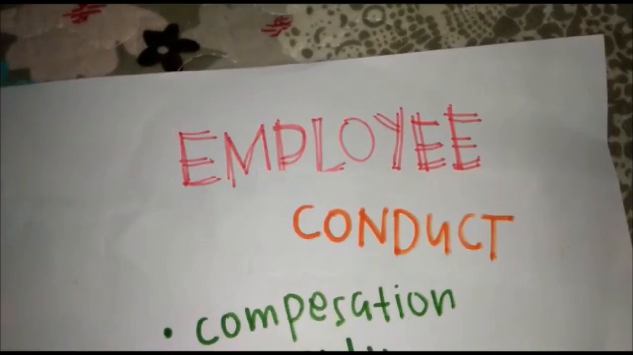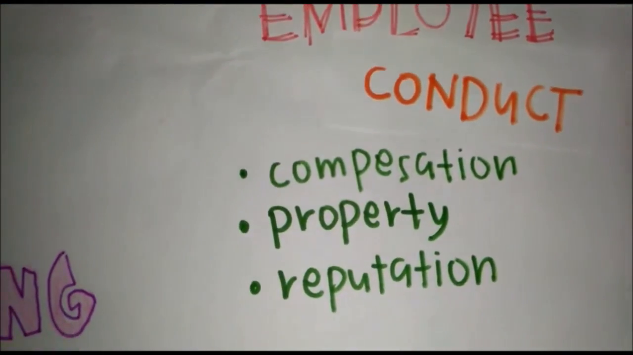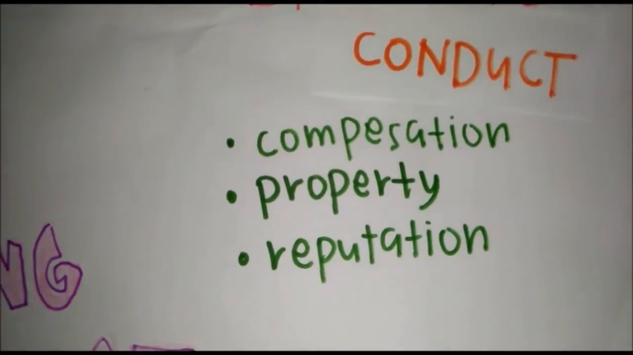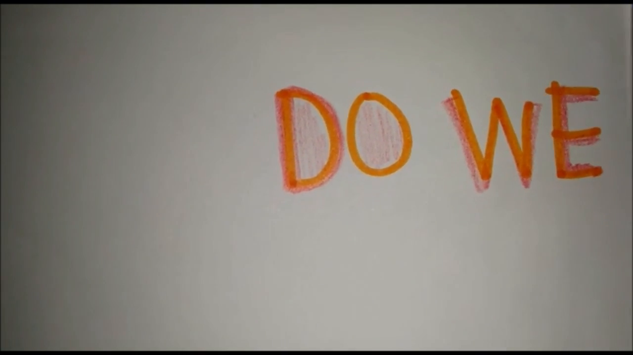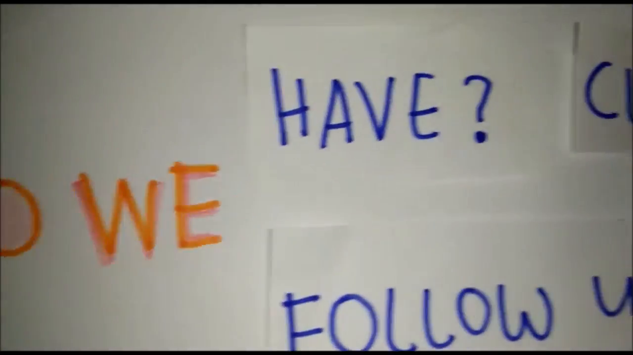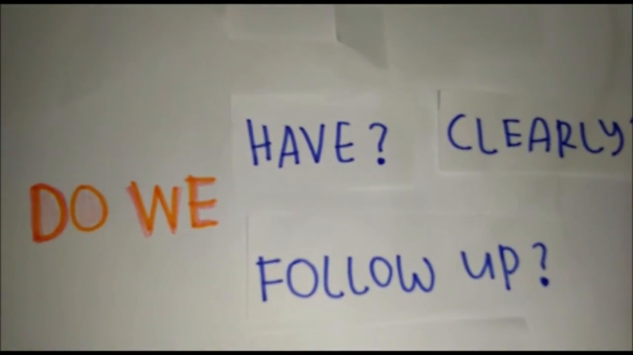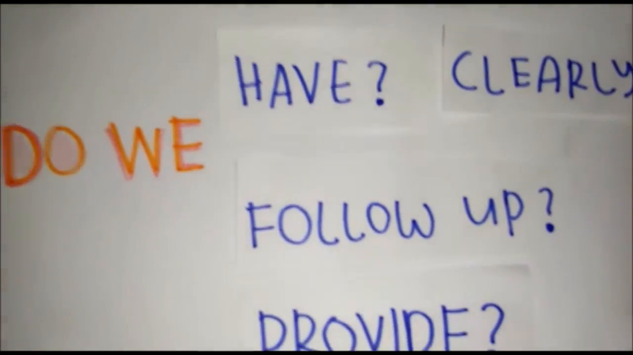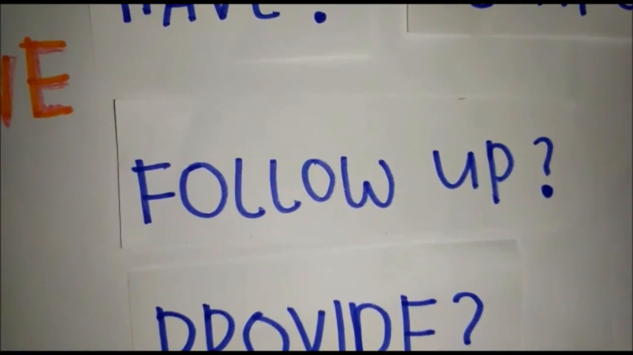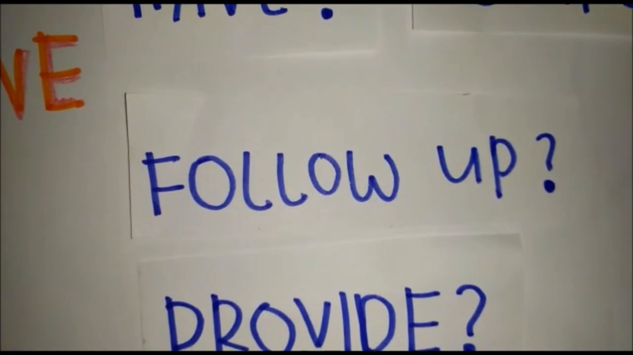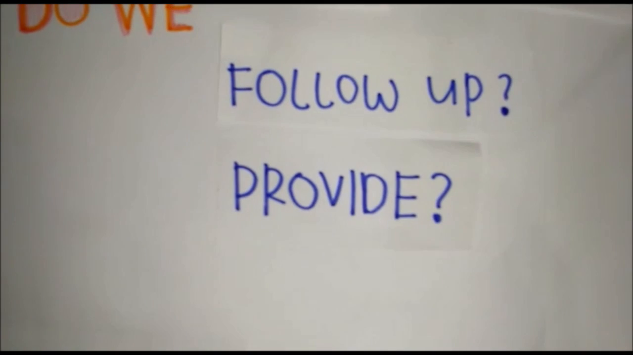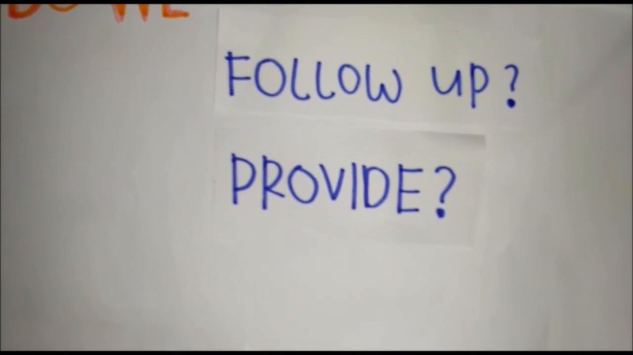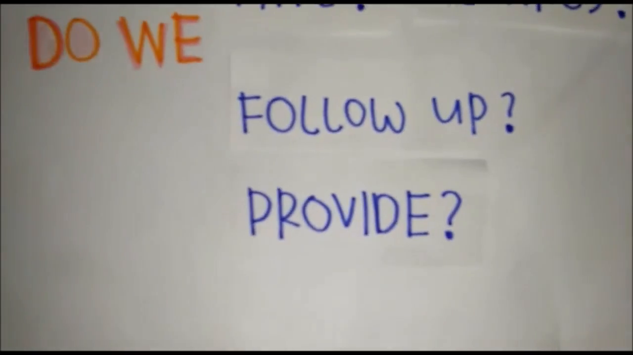And next is employee conduct, and the potential risk is compensation, reputation in the community, and property. And the potential consideration is, do we have clearly written position descriptions for all positions? Do we follow up when the parameters of the job description are not respected? Do we provide orientation and training? And do we provide an employee handbook?